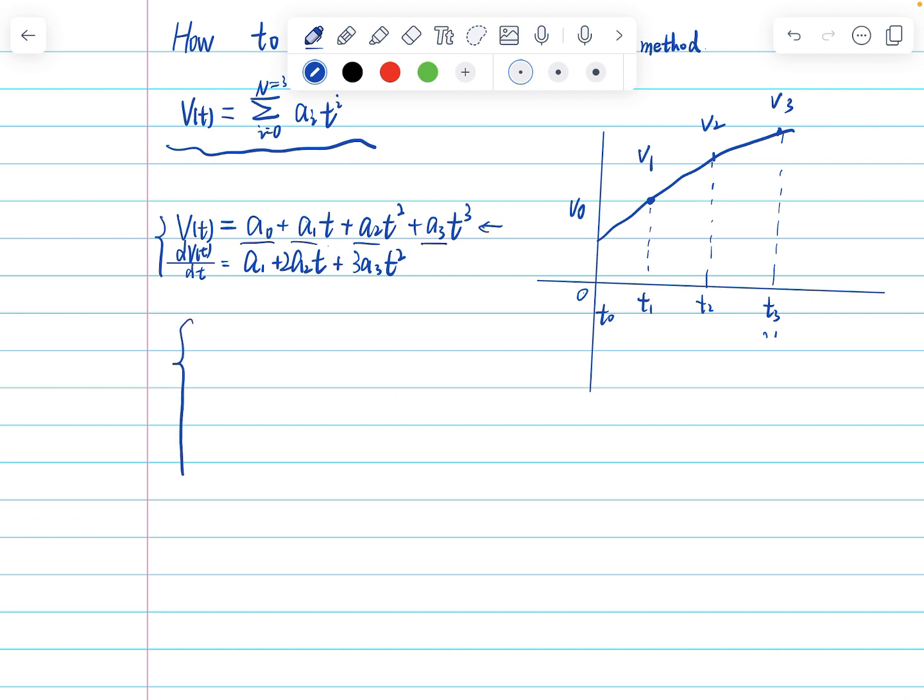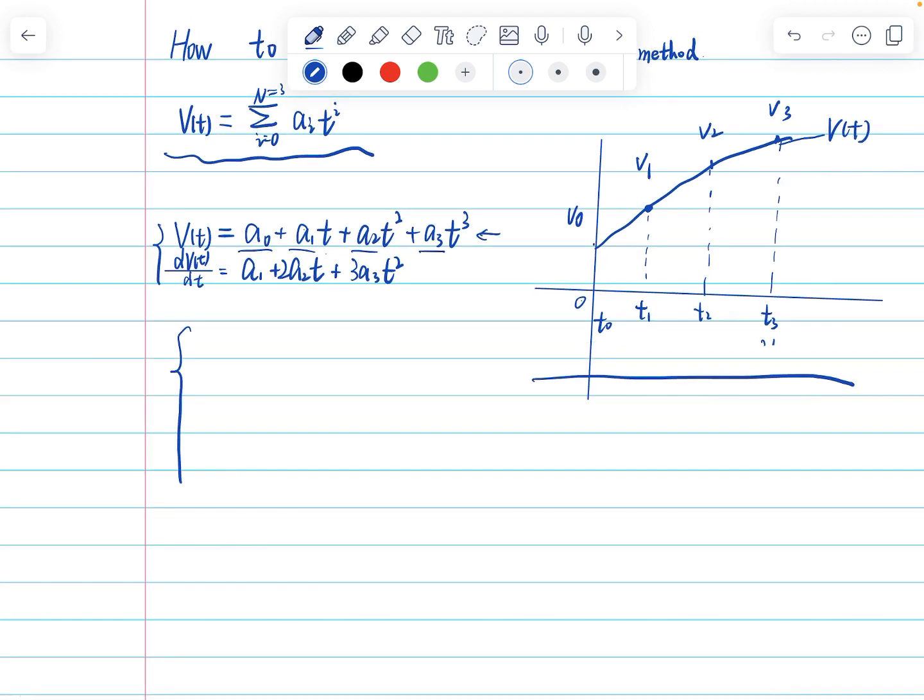Here in this graph, this is the VT function that we want to know, right? Because it's third order, we choose the previous 3 time points, and this is the fourth time point: T0, T1, T2, T3. Let's assume the time step is h, okay? So T1 equals h, T2 equals 2h, T3 equals 3h, okay?